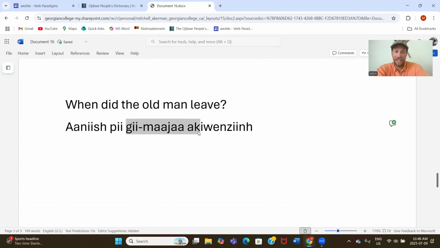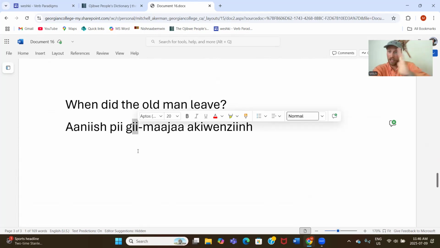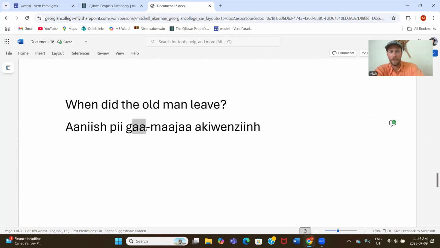Because it's hyphenated and it's one word, Gimaja, he left. This gi is now our first vowel, right? Going left to right in Gimaja, gi is the first vowel, not the double A in Maja, but the gi here. So two I's becomes two A's. There's your initial change, gi to ga, right?